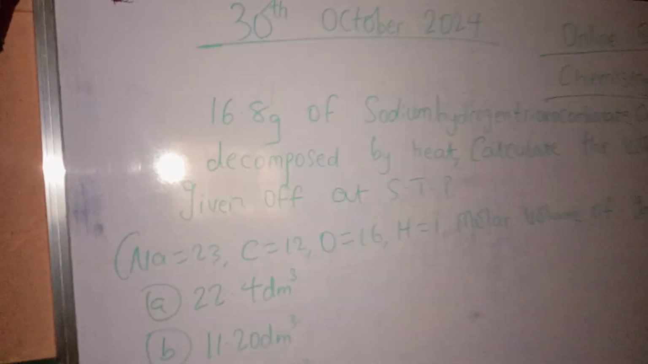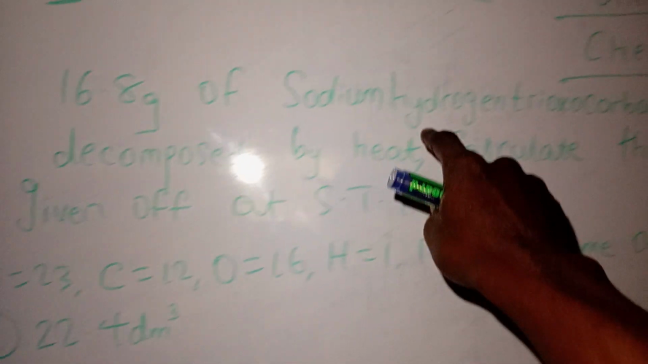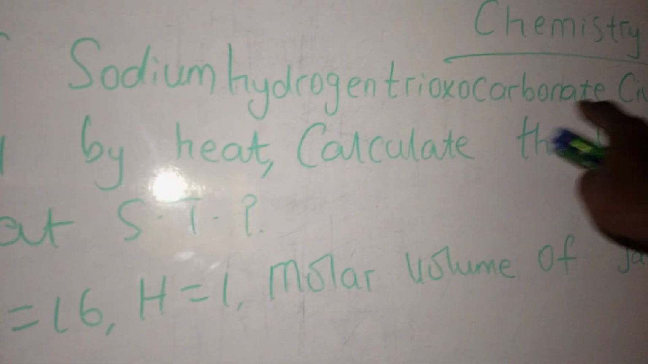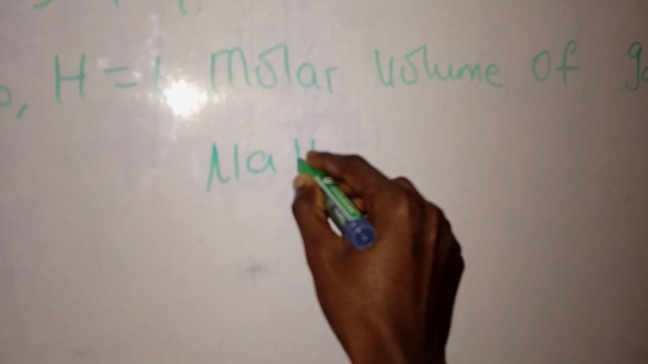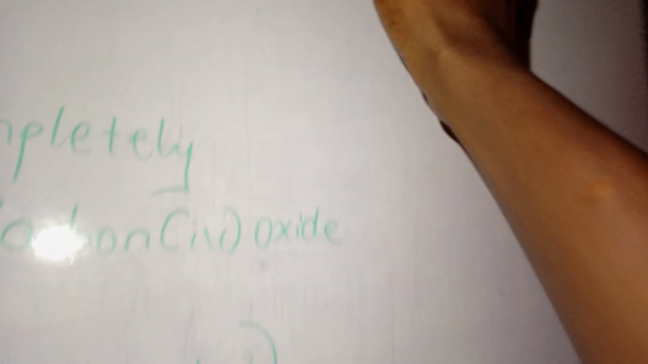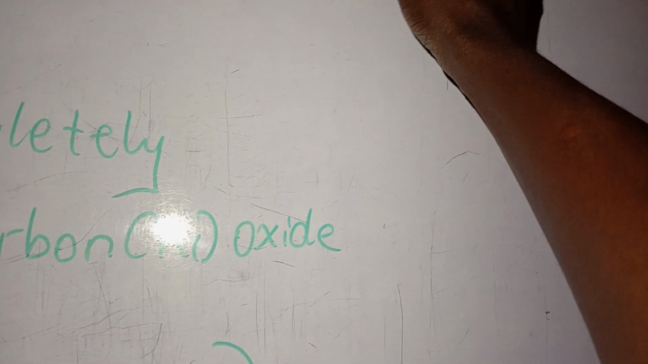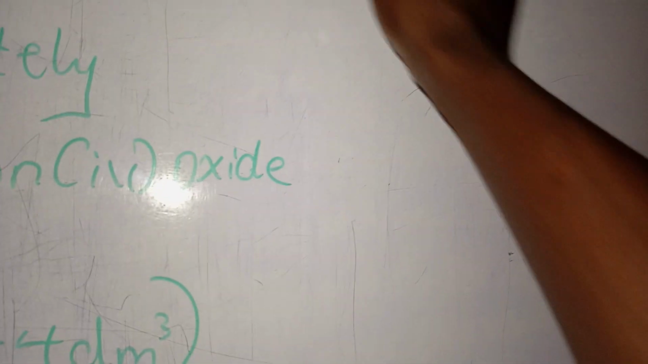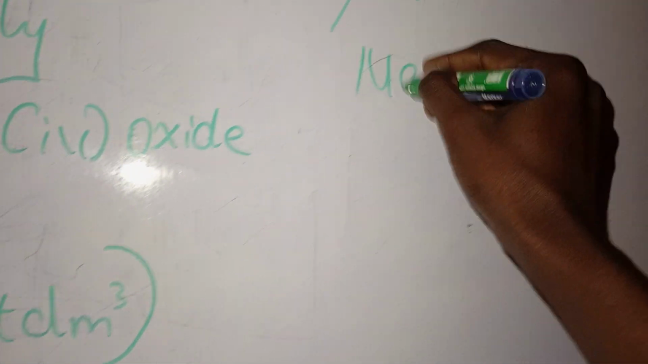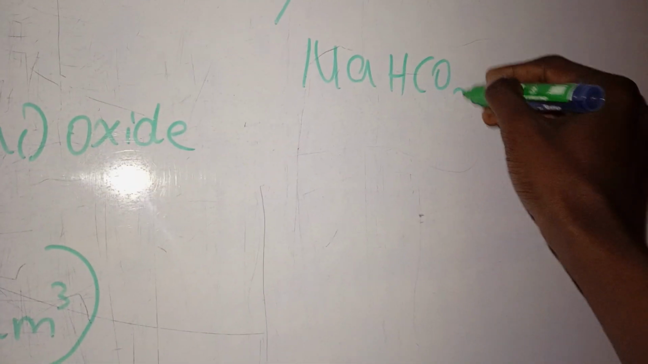Good morning. Today we have a question I want us to look at together. This is 16.8 gram of sodium hydrogen carbonate, that is NaHCO3. Remember that you have something like Na+ and HCO3-. This is the radical. So that is how we derive that formula NaHCO3.